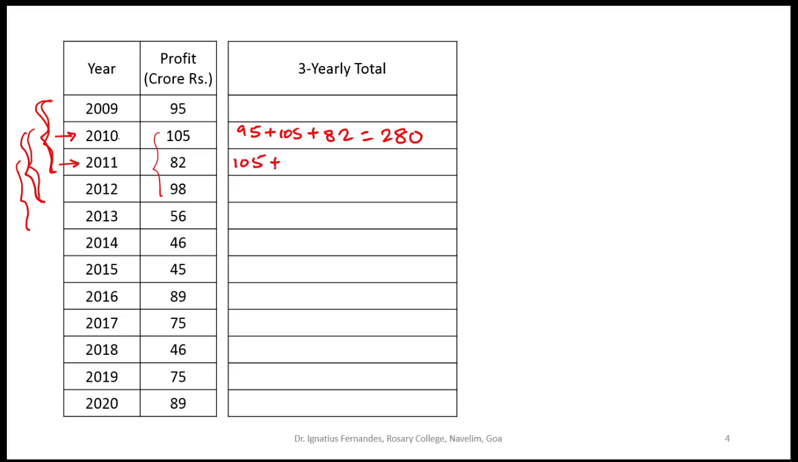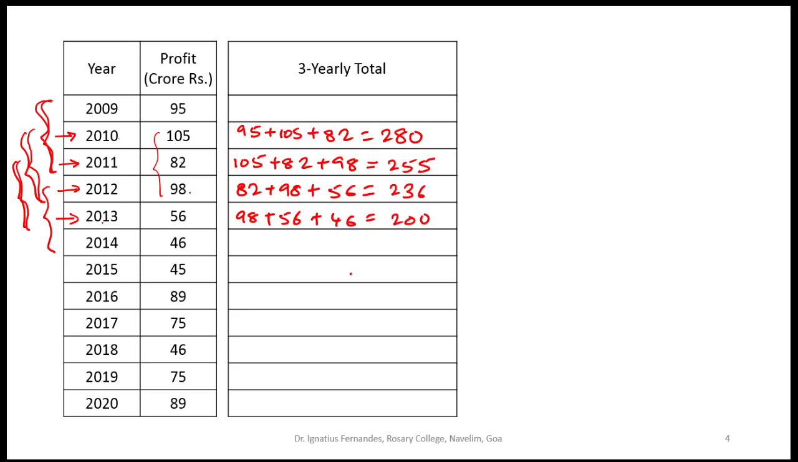So 105 plus 82 plus 98, and this total will come to 255. Then you go to the next 3 years, that is 2011 to 2013. Middle year is 2012. So here 82 plus 98 plus 56, that will come to 236. Then you go to the next 3 years. So now 2012 to 2014, middle year is 2013. So 98 plus 56 plus 46, that will come to 200.